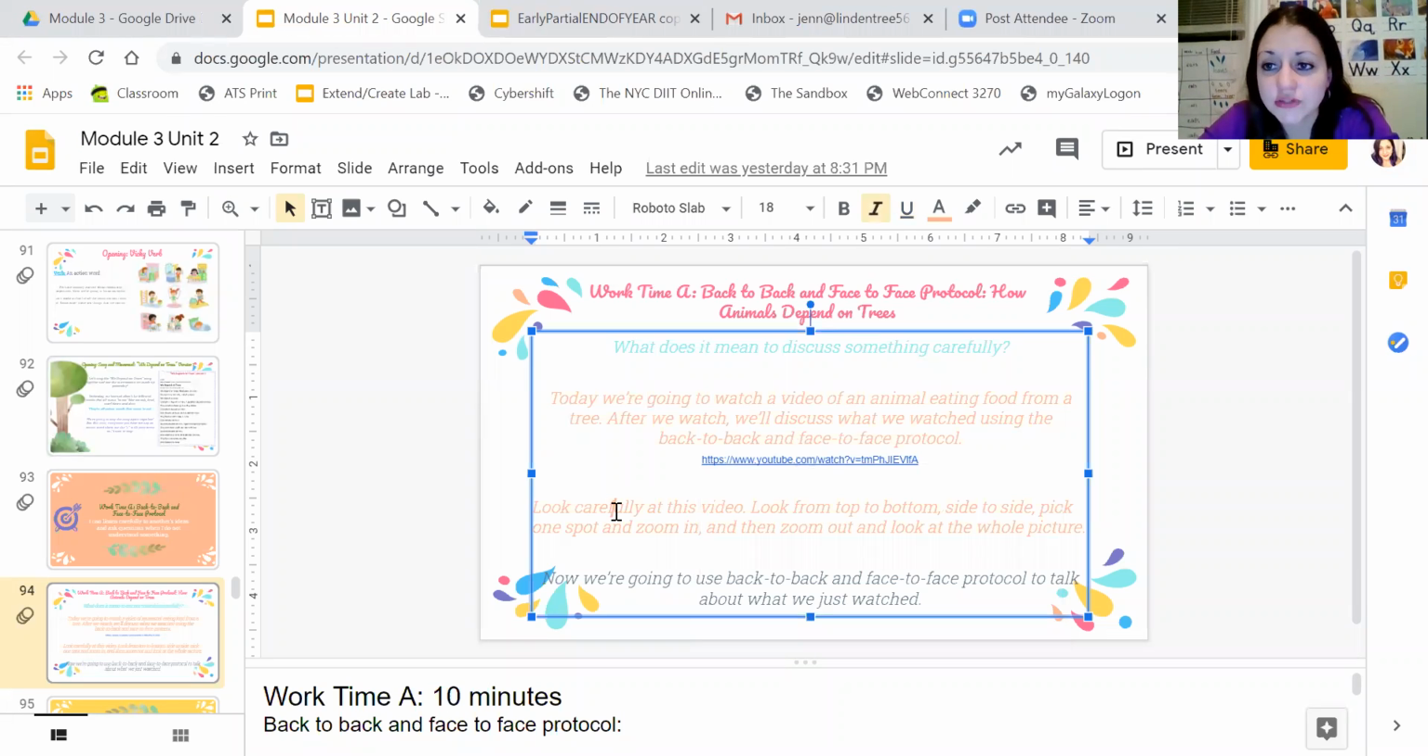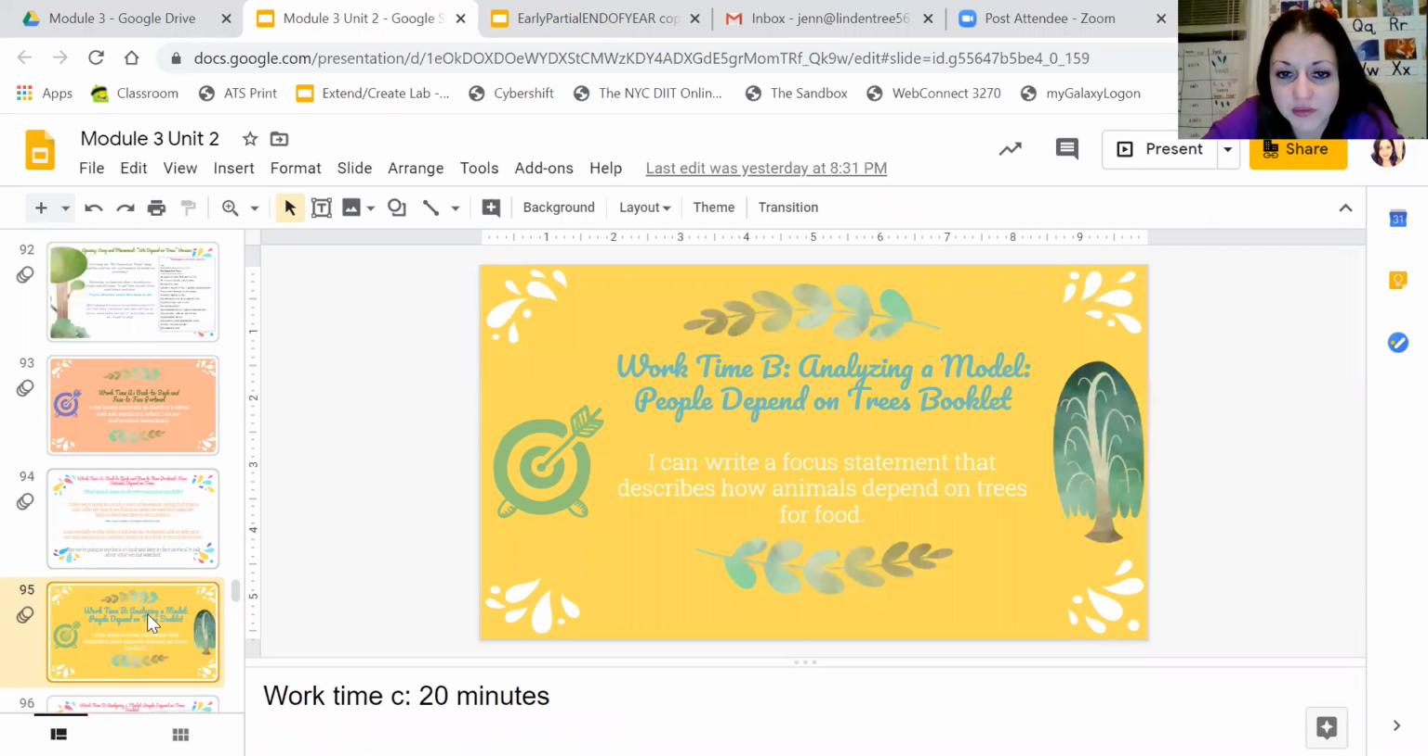Back to our slides. As you watched that video, I want you to think about what you saw. You saw 2 animals depending on a tree right there. You saw 2 animals that were eating the leaves. So that was really cool to see. Hope you can get to the zoo soon to see this. All right, here we go. Now you can take aim. I can write a focus statement that describes how animals depend on trees for food. Let your arrows go.